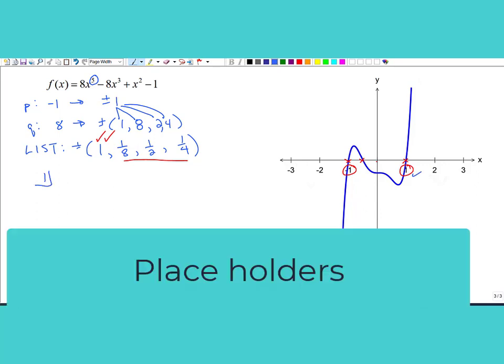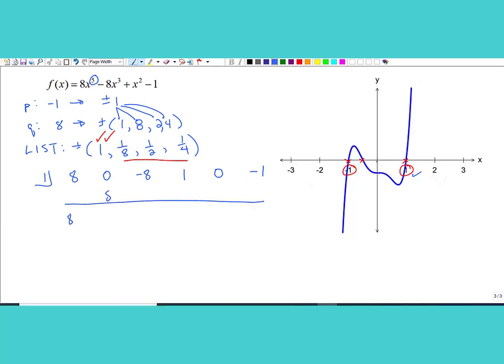Oh, and this one I need placeholders. So I have 8x to the 5th, 0x to the 4th, -8x to the 3rd, 1x squared, 0x, and -1. Don't forget those placeholders. All right, x equals 1 is verified. That's why we do the synthetic division, to prove that the graph is correct and to show it algebraically, which is what you need to do on the test.